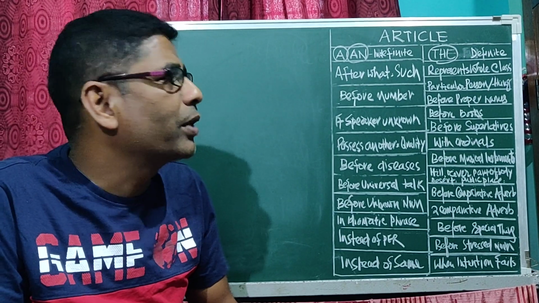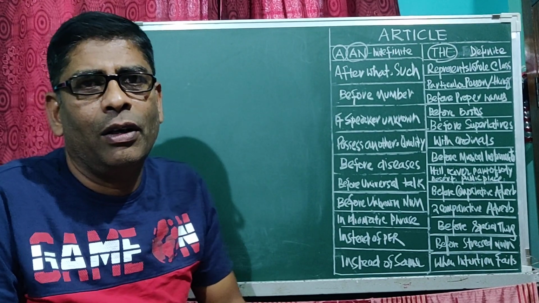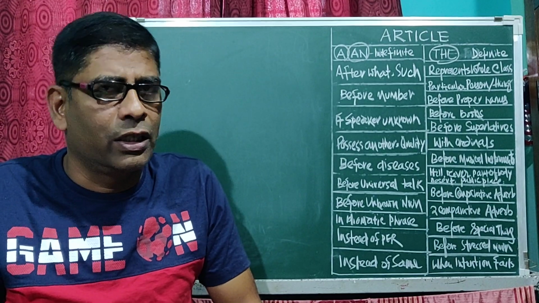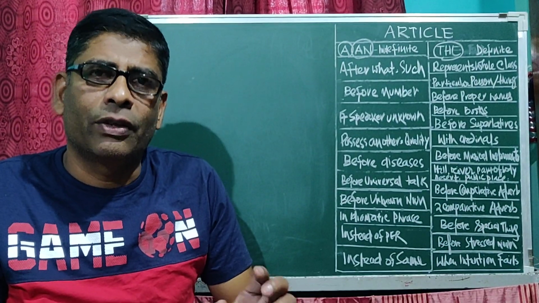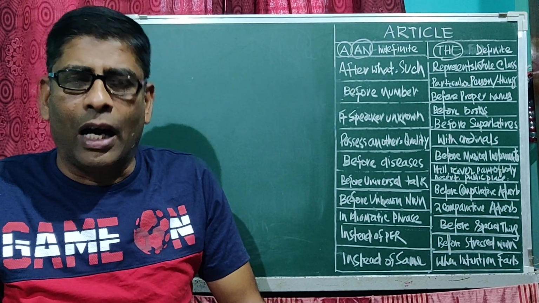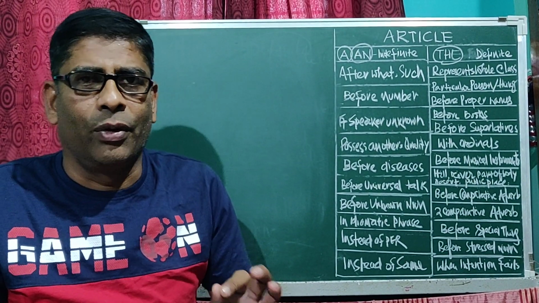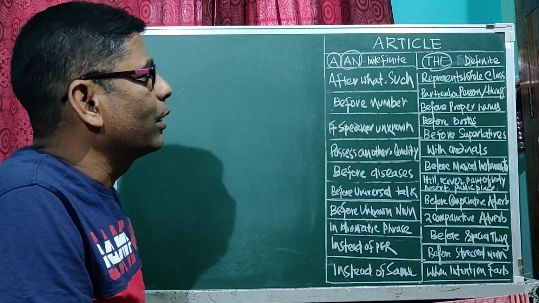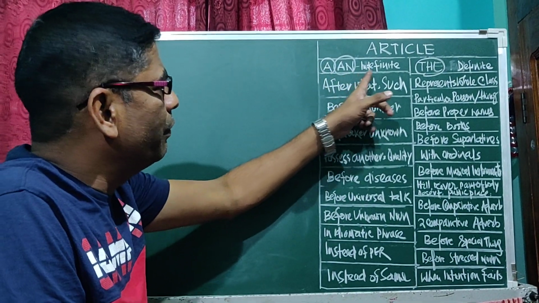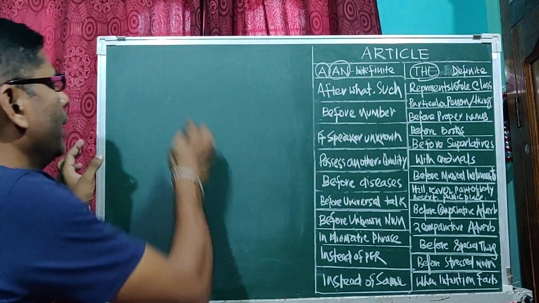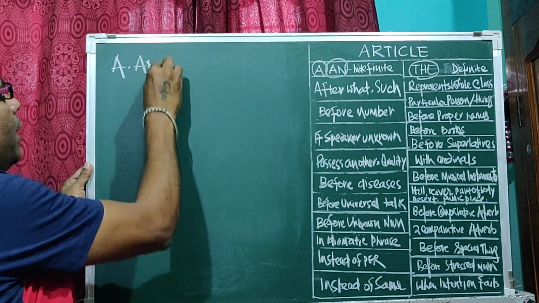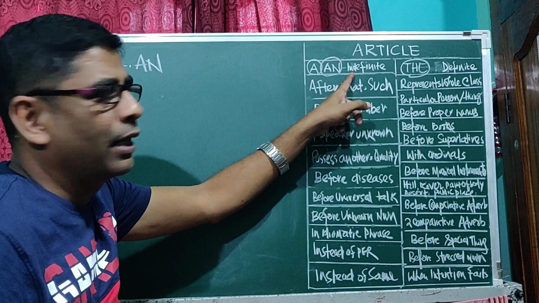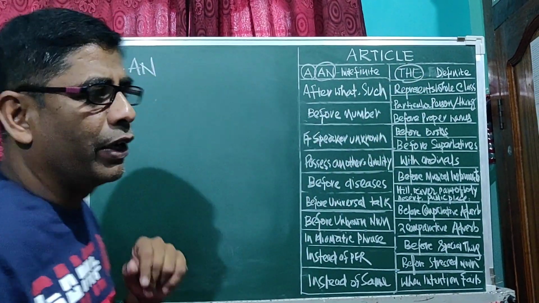We will discuss the article. First of all, it is a vital part of English grammar. What is an article? An article is a word which always comes before a noun. There are two kinds of article: one is indefinite and the other is definite. In the indefinite, A and AN are the indefinite articles and THE is the definite one.